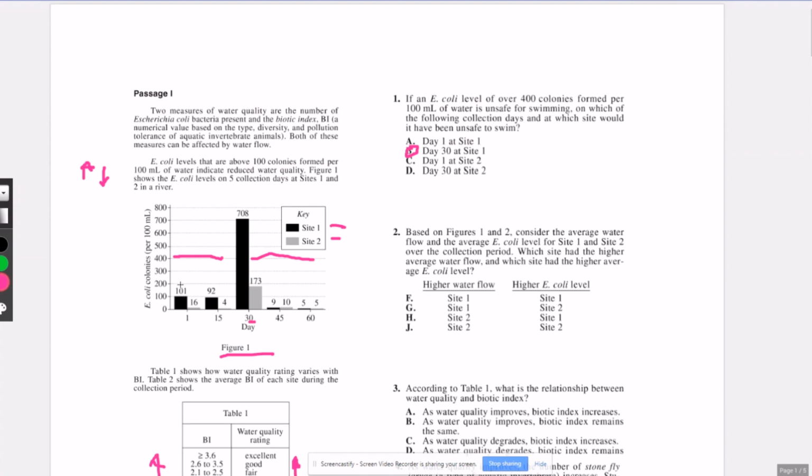So if we look at figure 1, we see that site 1 is higher for almost every single one, right? This one is significantly higher. This one it's lower, but only by 1. So it doesn't really matter to us, and these two are equal. So it's pretty obvious that here site 1 is much higher. So we know that site 1 is higher for E. coli level. So we don't want G or J. It's going to be F or H.